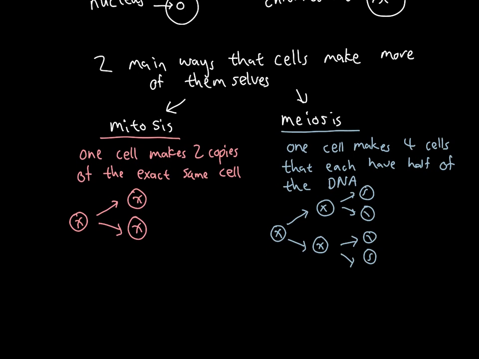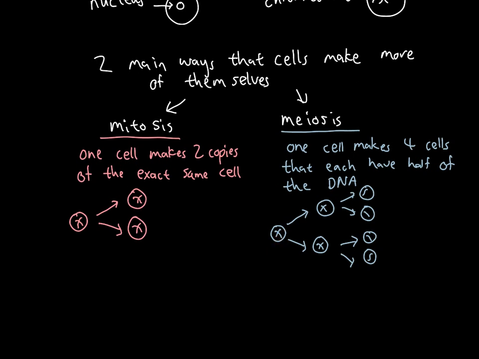So you have one cell right here. It turns into two cells that are exactly the same. It's not exactly the same, but just imagine it is. And these cells turn into another two cells for four altogether. And each of these cells only has half of the DNA of the original.